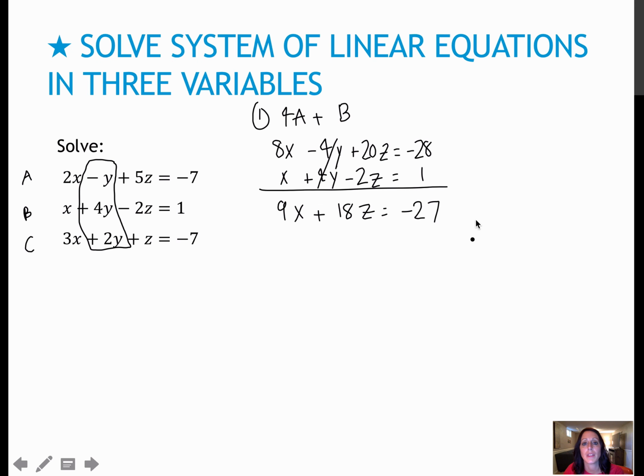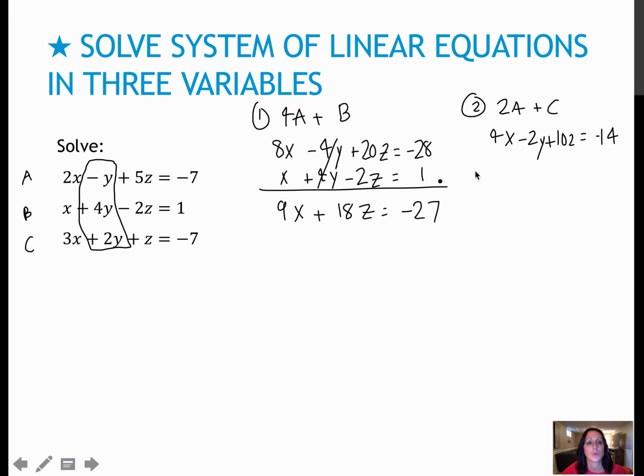Now let's do the same thing using c. I want to get rid of that y, so I might take 2a plus c. And again, I'm choosing 2 because if I take this equation times 2, that gives me negative 2y and positive 2y. Those will cancel. And I have to get rid of y since I got rid of y in the first equation. So 2a would be 4x minus 2y plus 10z equals negative 14.